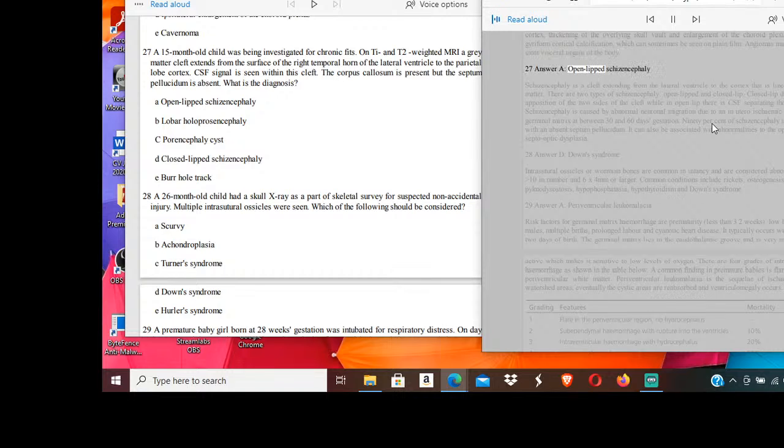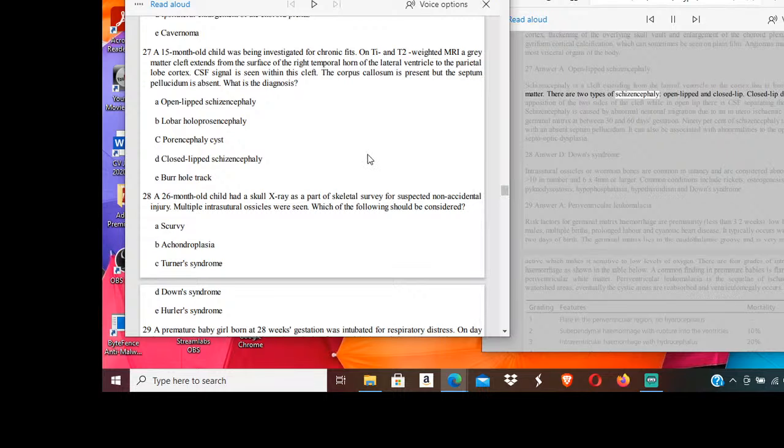Answer A, open lip schizencephaly. Schizencephaly is a cleft extending from the lateral ventricle to the cortex that is lined with gray matter. There are two types of schizencephaly, open-lipped and closed lip. Closed lip describes the apposition of the two sides of the cleft, while in open lip there is CSF separating the two sides.